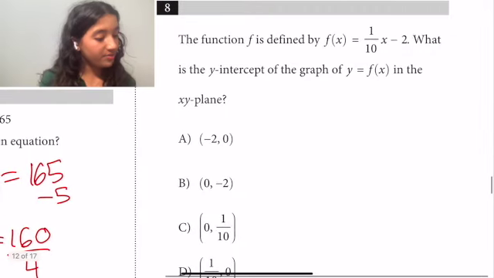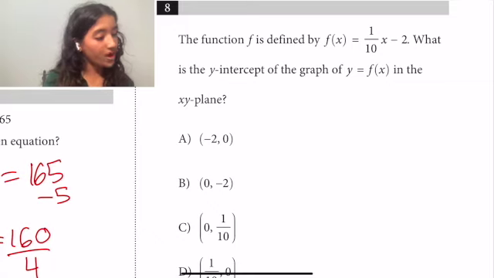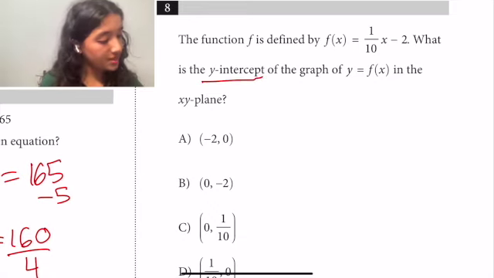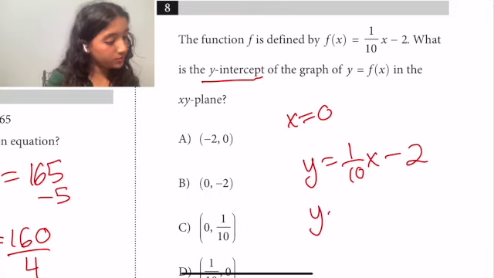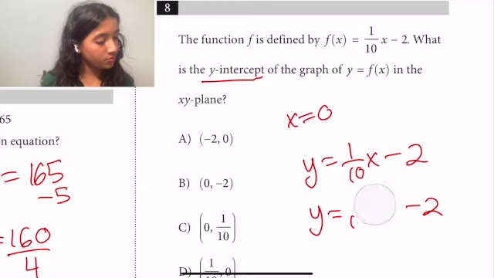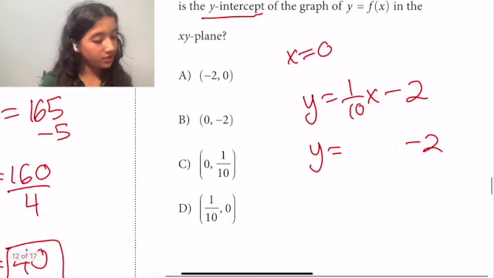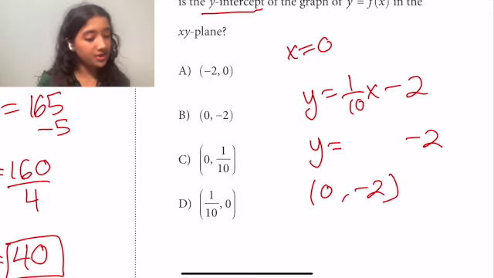The function f is defined by f of x equals 1/10 x minus 2. What is the y-intercept of the graph of y equals f of x in the xy plane? So we want the y-intercept, and that's when x is equal to 0. So if we have y equals 1/10 x minus 2, then we have y is equal to 1/10 times 0 minus 2. Well, 1/10 times 0 is just 0, so we can just ignore that. And we have that y equals -2. So we have the point x is 0, y is -2, and that's equal to option B.